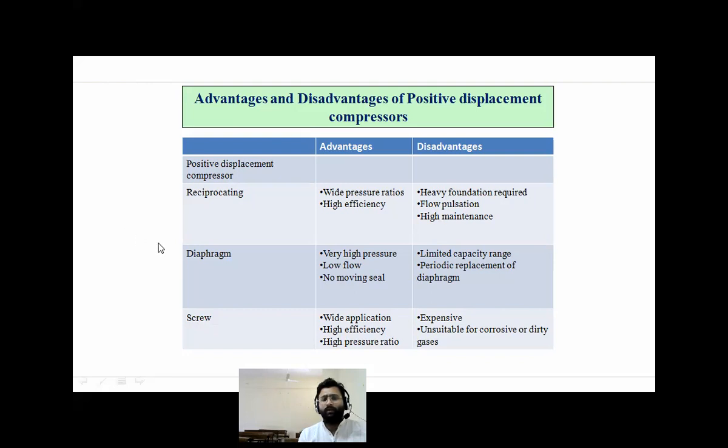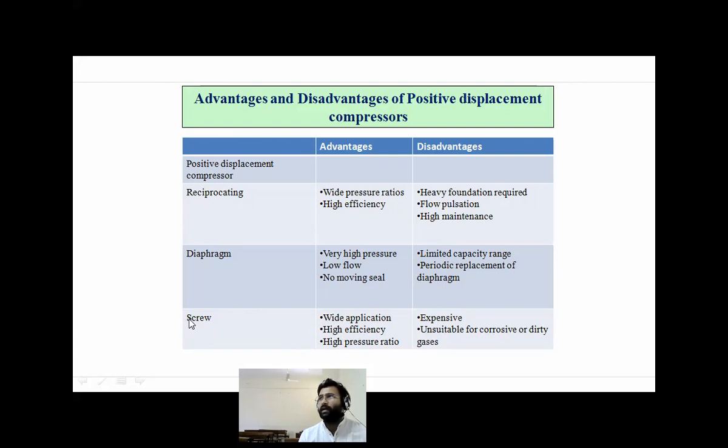It has high maintenance. Then we have the diaphragm type. It is again very high pressure, low flow, and low moving seal. But because of that elastic part in the diaphragm, it has some maintenance problems. Then screw type: wide application, high efficiency, high pressure ratio, but it is kind of expensive because it is complex in design and it is unsuitable for corrosive or dirty gases. Wherever corrosion is there, you cannot use a screw type compressor.